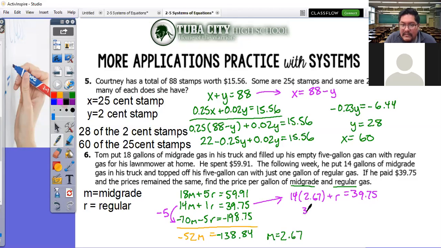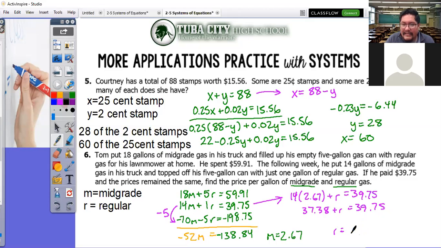So 14 times 2.67 is $37.38. Now again, this was his total, right? He had to pay $39.75 for both of those kinds of gas. And he spent $37.38 on the medium, the mid-grade gas. So all I'd have to do is just subtract both of them, and I can see how much he had paid for that, and it'd be $2.37.